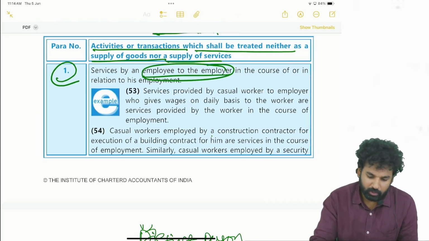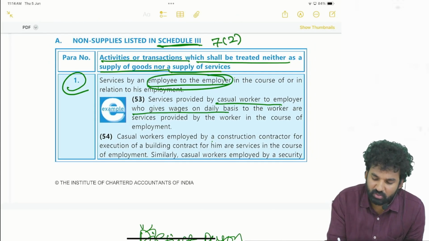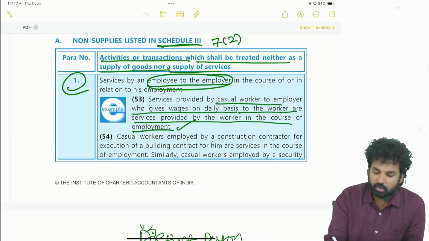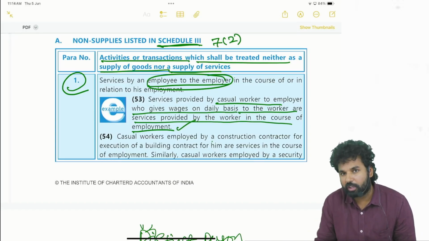Okay, right. So services provided by a casual worker to the employer who gives wages on a daily basis to the worker, or services provided by the worker in the course of employment. So during the course of employment, whatever he is providing, whatever he is taking, that shall not come under the scope of GST, scope of supply.